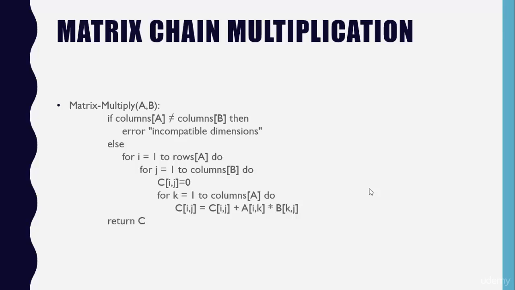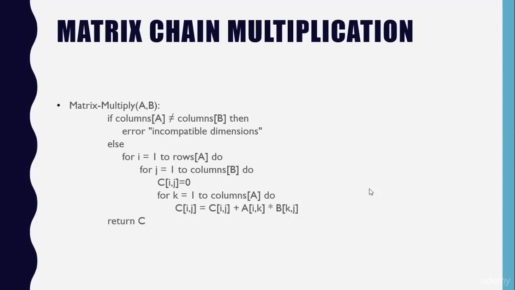Else, for i is equal to 1 to rows A, do for j is equal to 1 to columns B. So loop over the matrix elements, do Cij is equal to 0. For k equal to 1 to columns A, do Cij is equal to Cij plus Aik times Bkj. Return C.